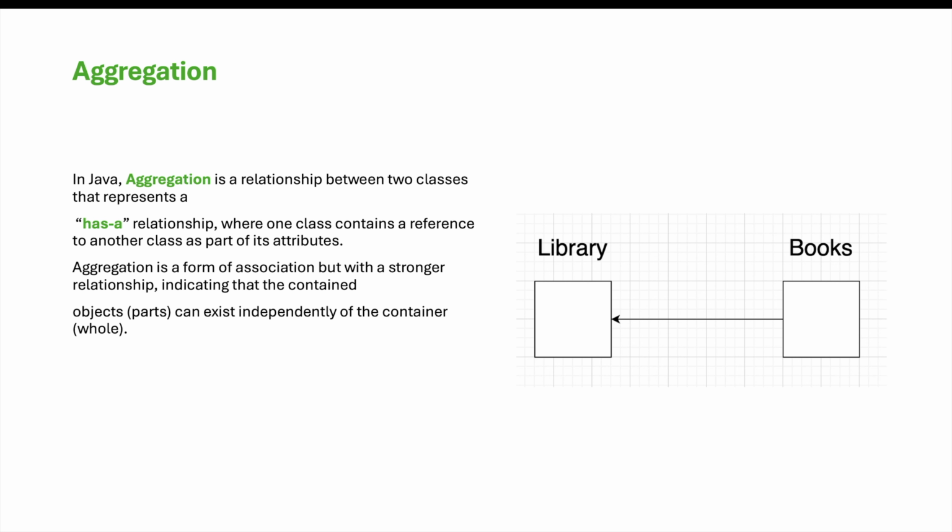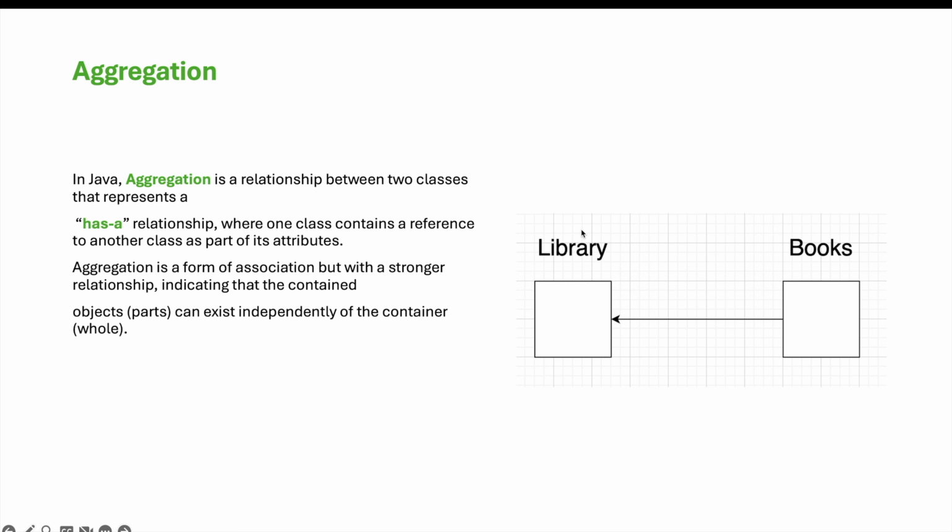Let's look at aggregation in Java. Aggregation typically happens between two classes, where one class is dependent on another class. So I would say target class and dependent class. Library will be the target class, and books will be the dependent class. When you create an object for the library, you need to create an object for books and link it to library. That's called aggregation.